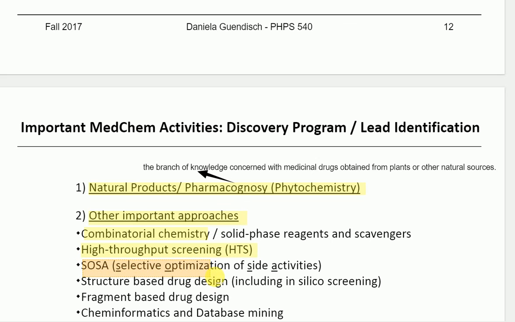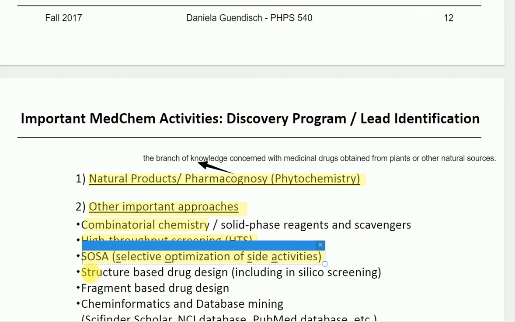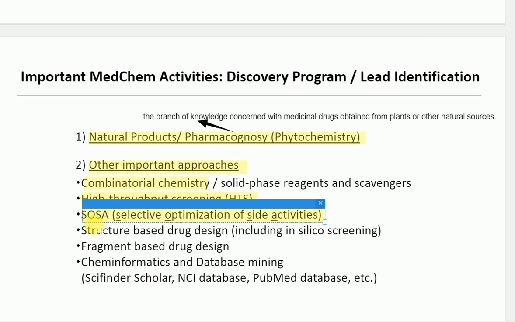SOSA, selective optimization of side activities. Structure-based drug design, including in silico screening. Fragment-based drug design, cheminformatics and database mining, using SciFinder, Scholar, NCL database, PubMed database, etc.